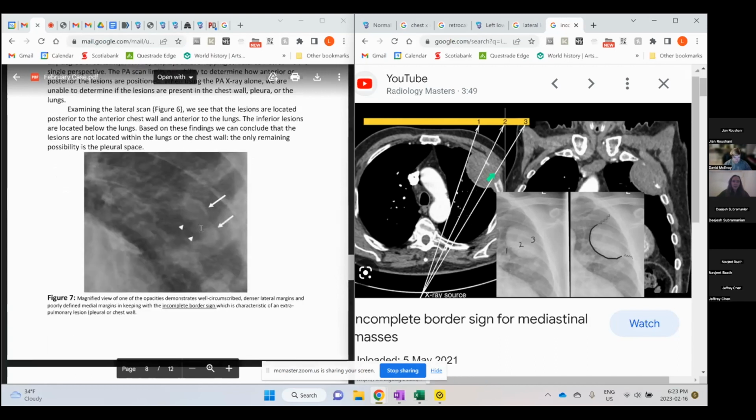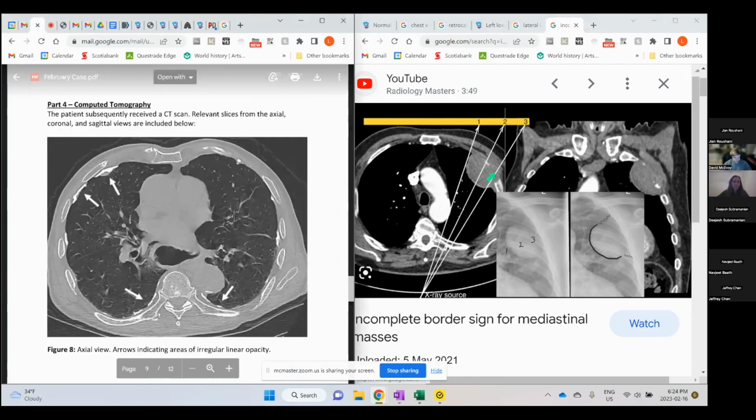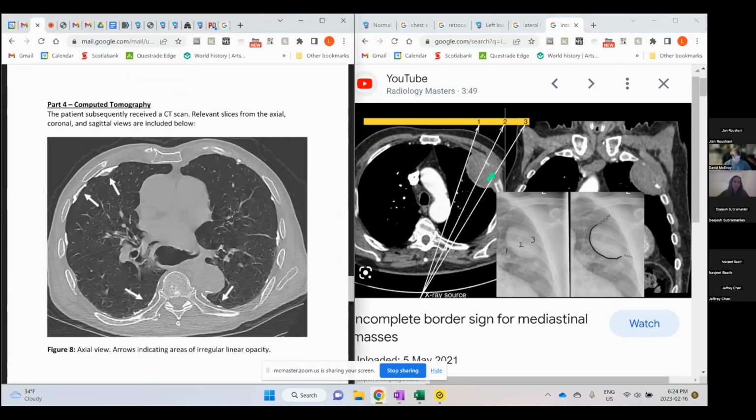Yeah, and then here you see the example where the plaque is on this side, it's really sharp, and here you can't really draw with a pencil around it. It's posterior to the chest wall and anterior to the lungs, and it has to be in the pleural space. And this is what it looks like on CT.